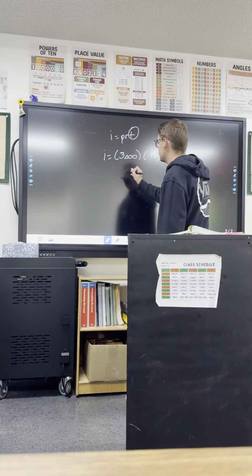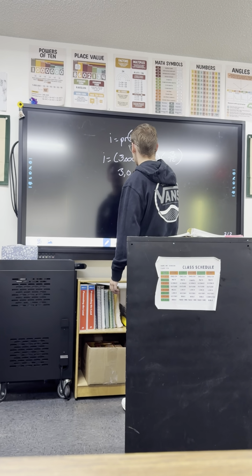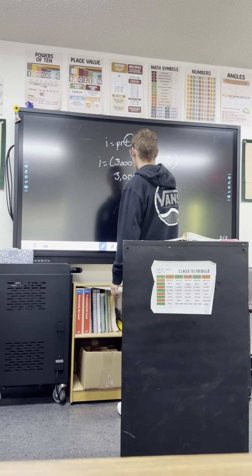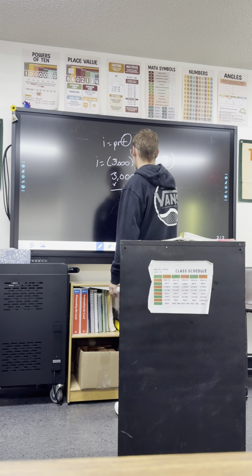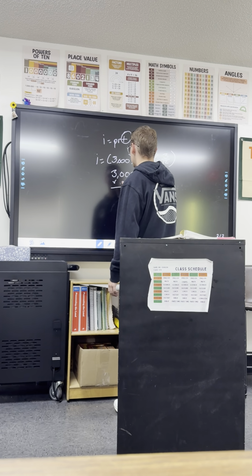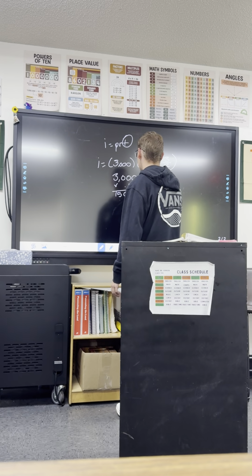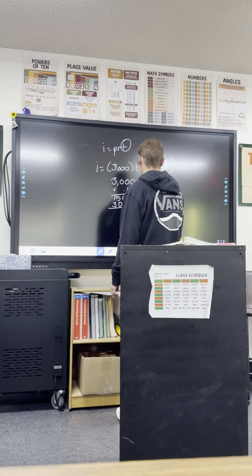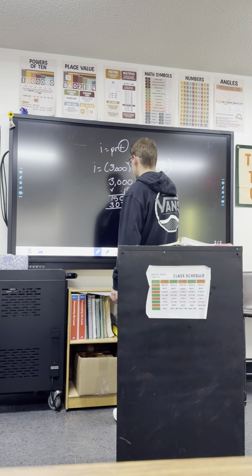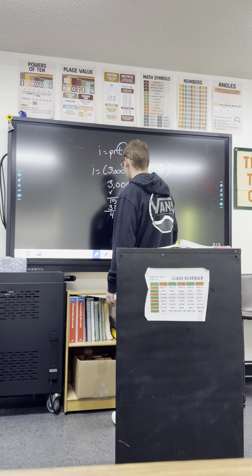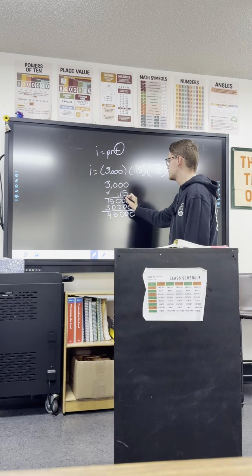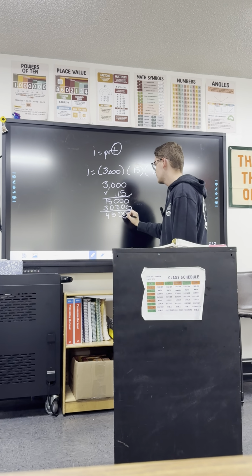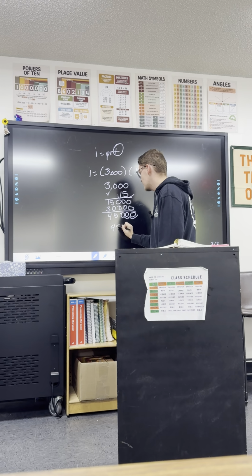3,000 times 0.15. We can solve that easily. Fill in all of those zeros. 5 times 3 is 15. Add a 0, fill in all the others. And 1 times 3 is 3. Add it all up. We get 45,000, but we have 2 decimal places. 1, 2. So we get $450.